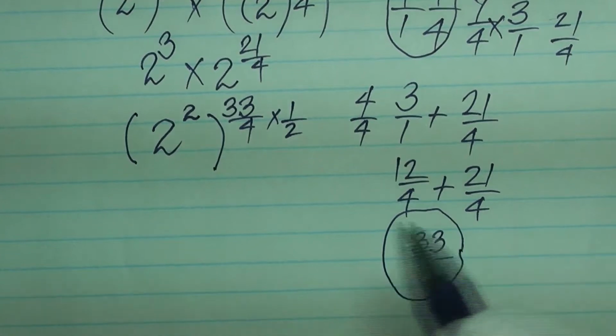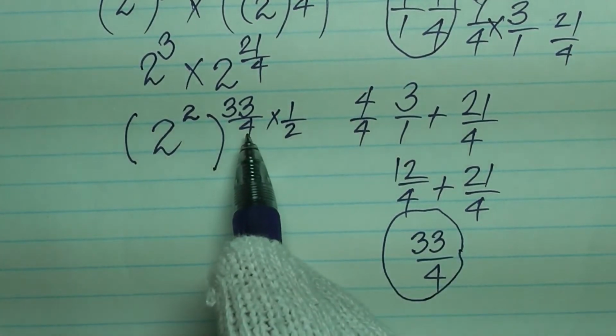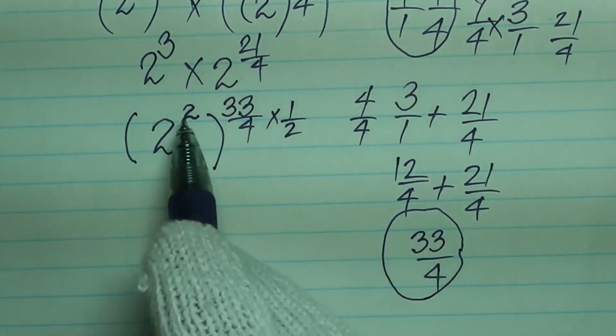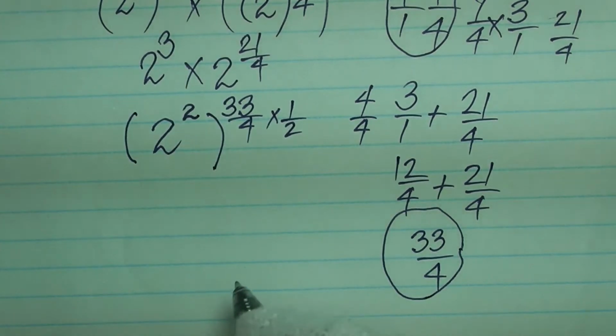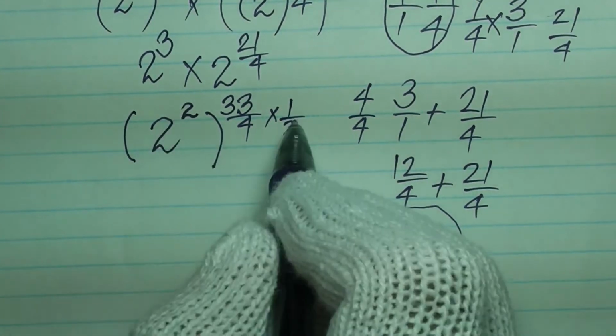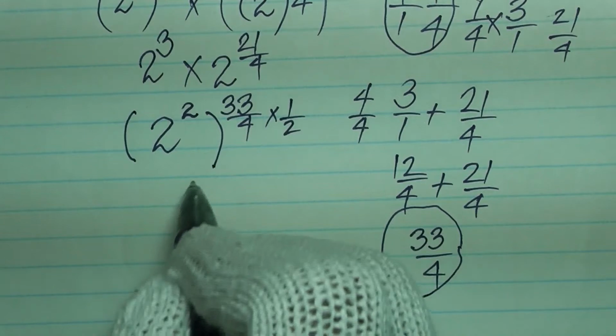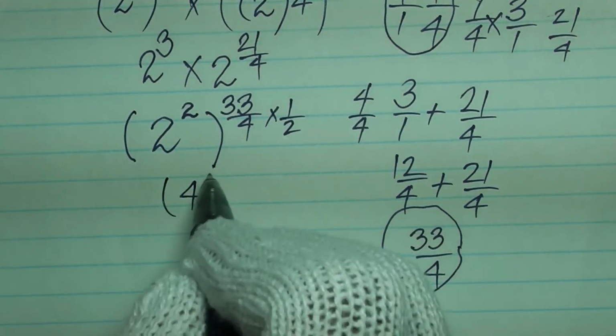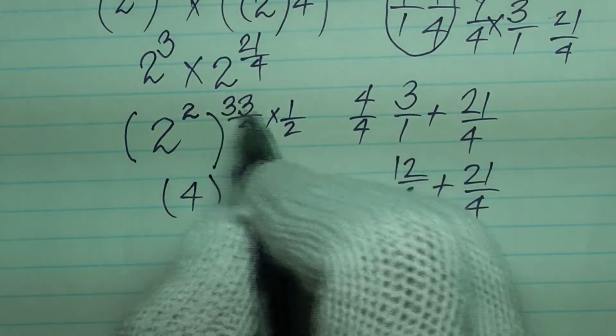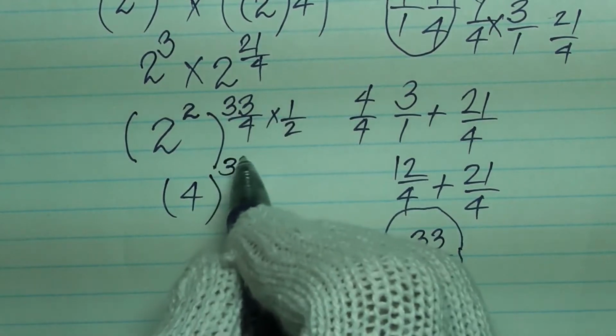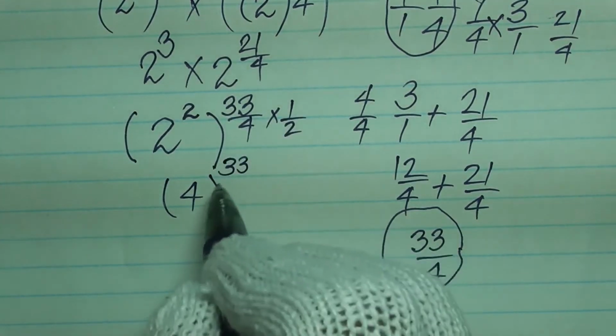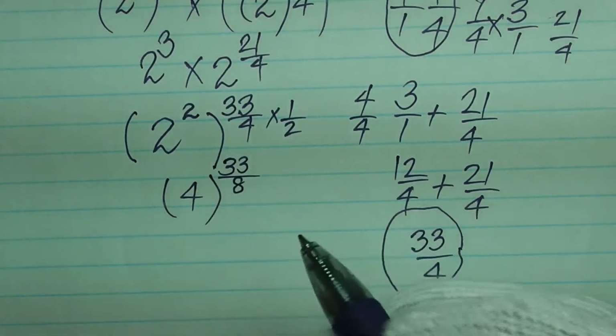This number, where did the half come from? I want to cancel out that 2. But instead of cancelling it out, 2 squared is 4. 33 times 1 is 33. 4 times 2, 8.